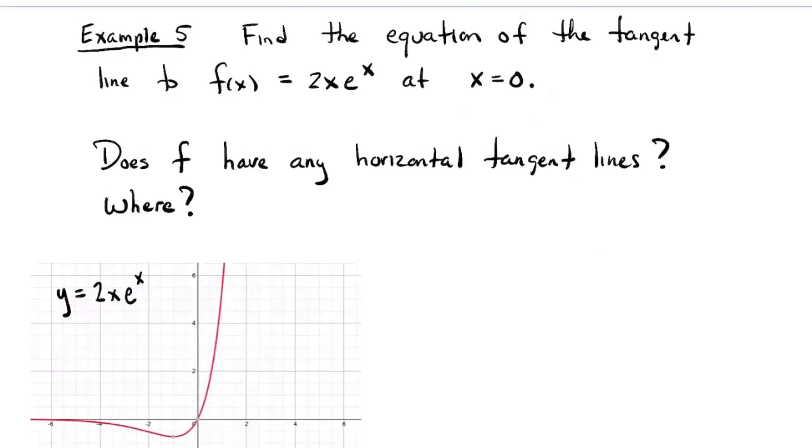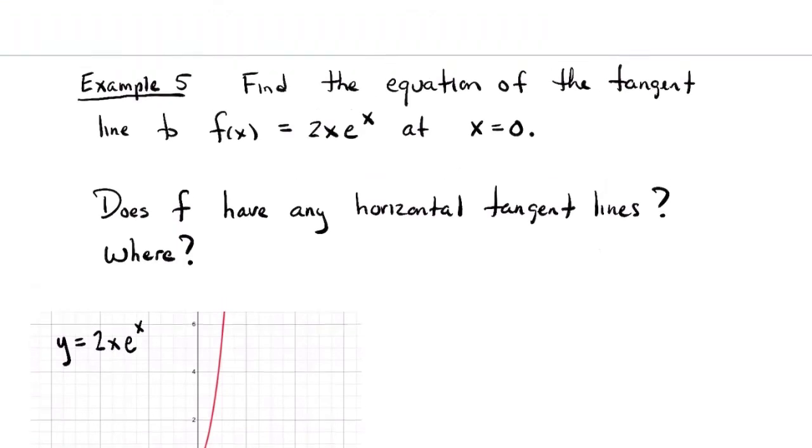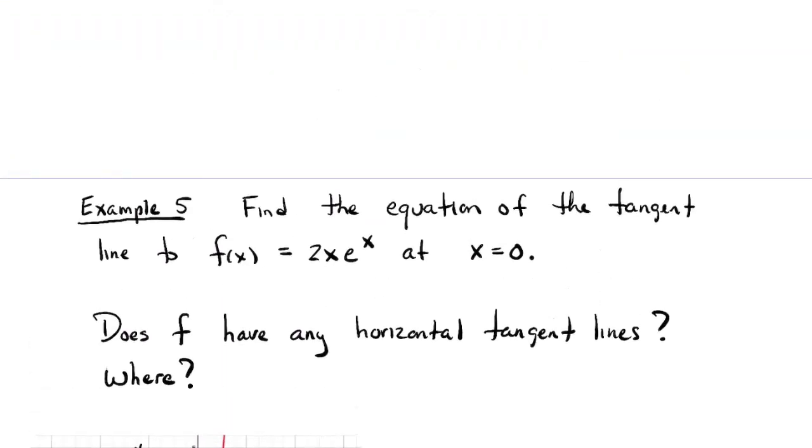Last example, trying to circle back through some old ideas here. You're going to need to practice these product and quotient rules on the activity and the homework to get confident at them. But let's see what this example is all about. It's asking us to, let me scroll down a little bit, find the equation of a tangent line to the function f of x equals 2x times e to the x at x equals 0. And then a subsequent question: does f have any horizontal tangent lines, and where?